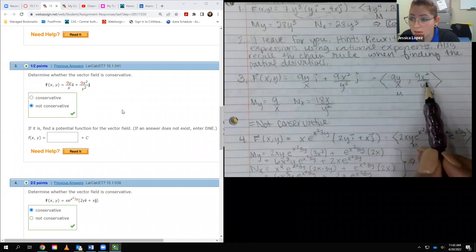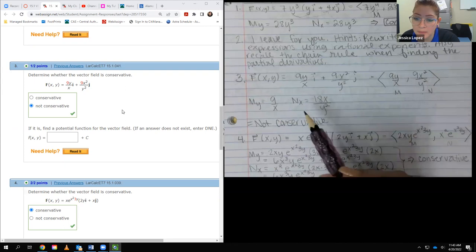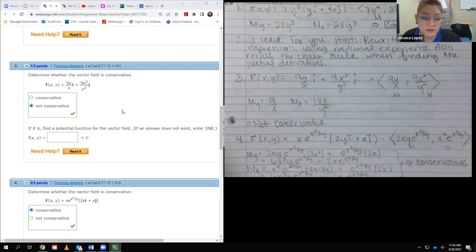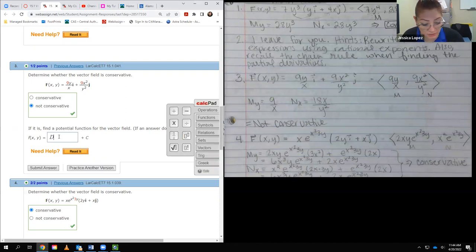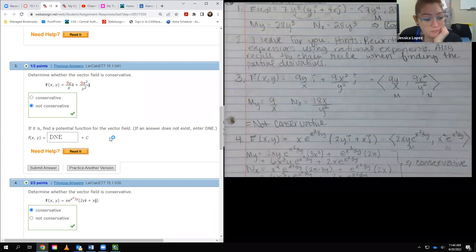And then I took the derivative of n with respect to x. So I'll still have, this will become 18, just x to the 1 power, and the y squared will still be downstairs. And these two are not equivalent, so it is not conservative, which means down here, I should have typed in DNE. Okay, because since it's not conservative, I won't be able to find a potential function.